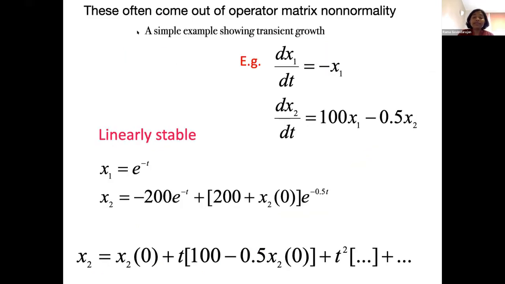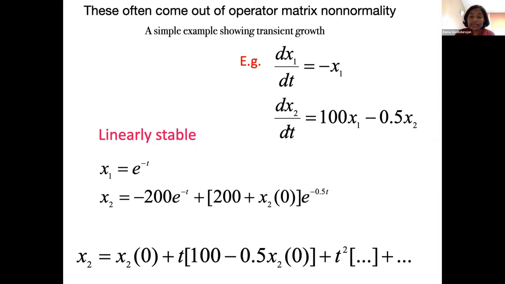So let's first start with a simple example. Non-normal matrices, non-normal operators give what is called transient growth. So they can go to instability even when all the eigenvalues are negative. That means all the c_i's that we talked about yesterday are negative. And so the flow is technically exponentially killing off all disturbances.